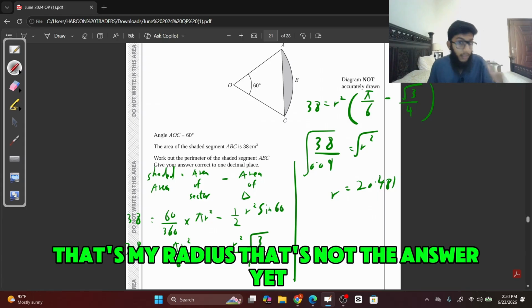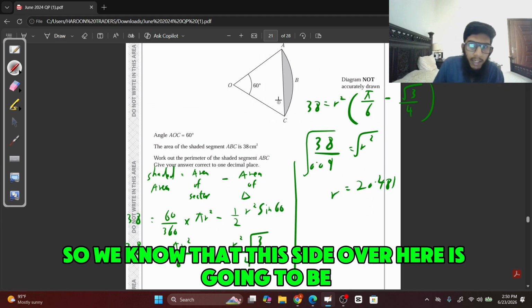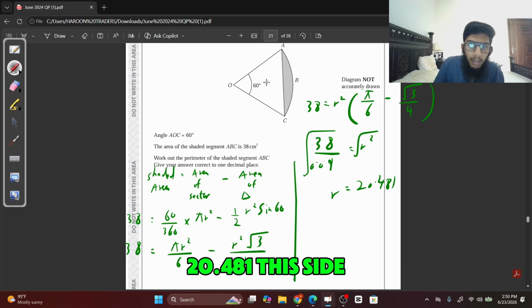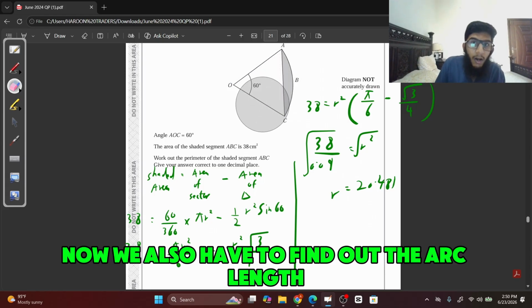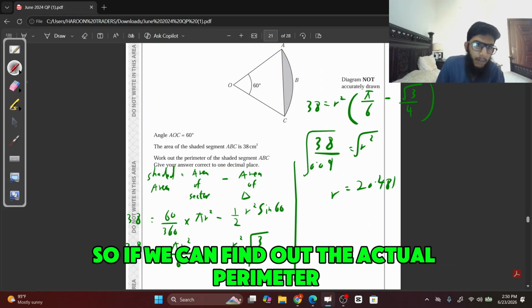That's my radius. And that's not the answer yet. They asked us for the perimeter of the shaded segment. Okay, so we know that this side over here is going to be 20.481, this side. Now we also have to find out the arc length, so that we can find the actual perimeter.